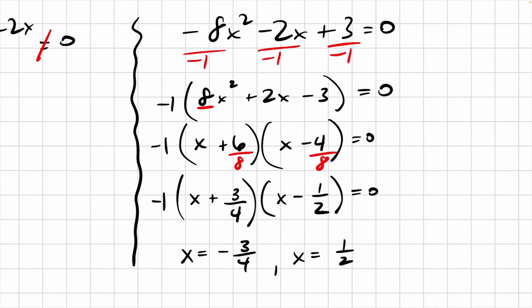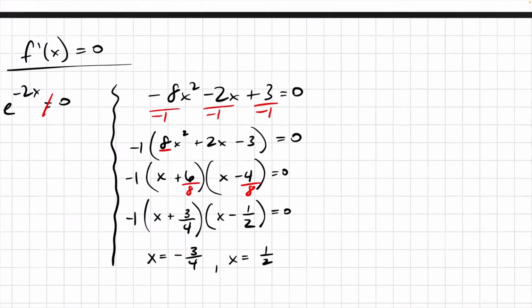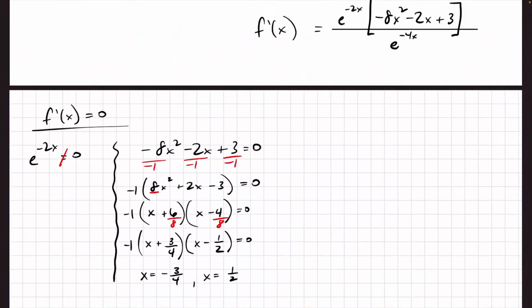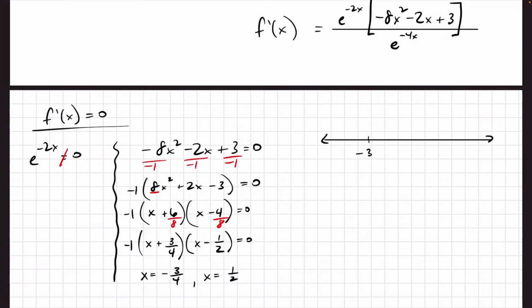Line time. Okay. The bottom we don't need to check because there's no way the bottom could be equal to 0. There's no number that I could plug in for x that would make the whole thing 0. So we have some fractions now. We have negative 3/4, so negative 0.75, and 1/2.